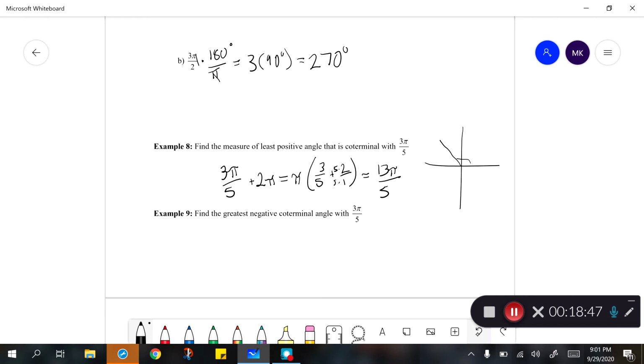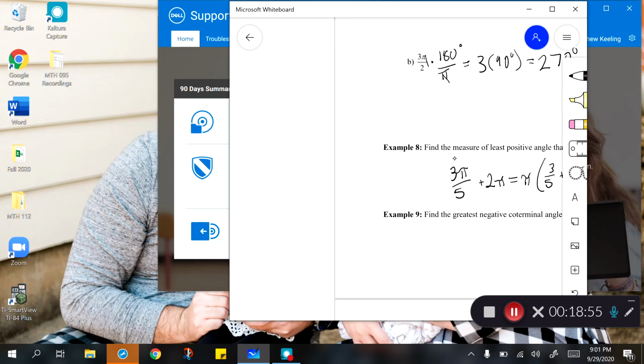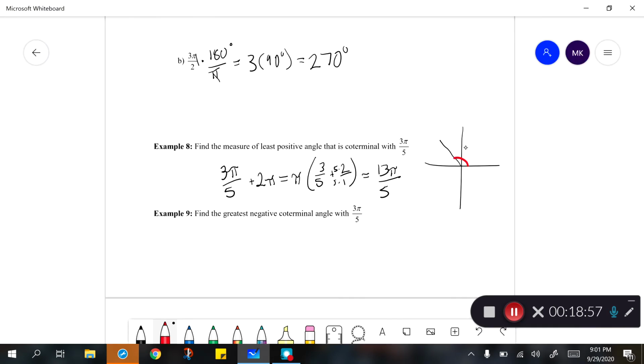Let me make that a little prettier for you guys. Let's go red. 3 pi over 5. Blue. Sorry, 13 pi over 5. Nice and pretty, right? We always like pretty drawings.